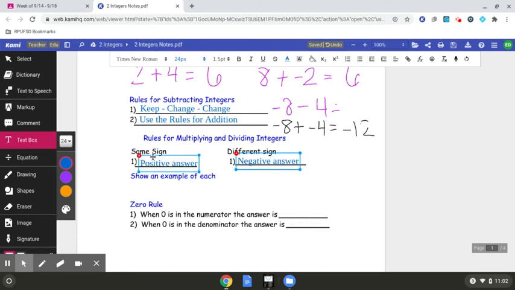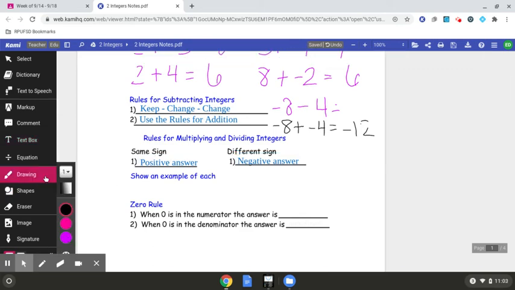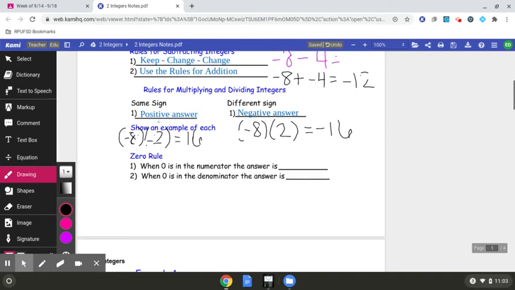So an example of both of these would be, let's do negative 8 times negative 2. So these are the same sign. They're both negative, so it will be a positive 16. Here, if I did the same numbers, negative 8 times a positive 2, it would be a negative 16 as an answer. So that's an example of same sign positive, different sign negative.